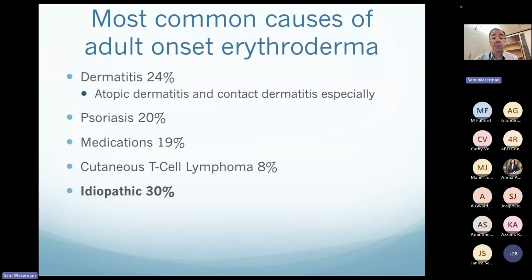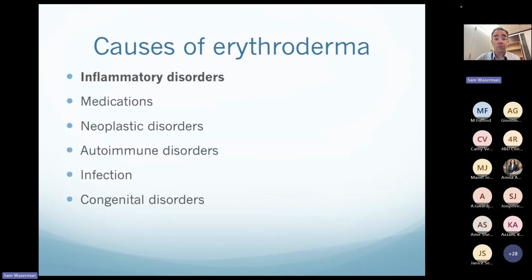There are many. So what are the most common causes of adult onset erythroderma? Well, dermatitis, especially atopic dermatitis and contact dermatitis, though there are others as well, such as seborrheic dermatitis and chronic actinic dermatitis. They can also cause erythroderma: psoriasis, medications, CTCL, and most commonly idiopathic, which is 30%. Some sources say even as high as 50%.